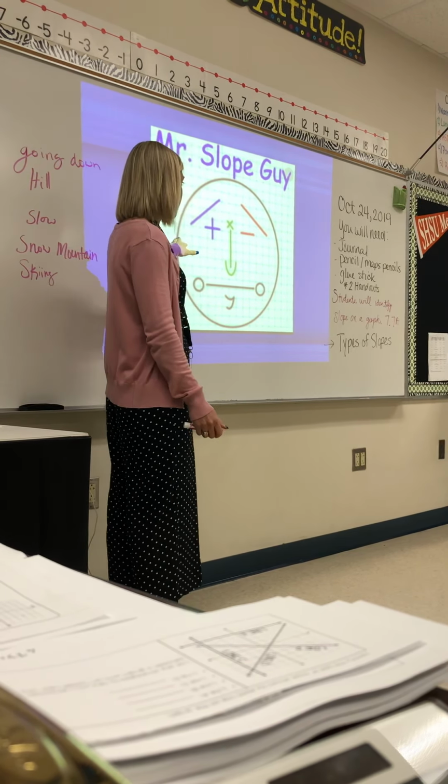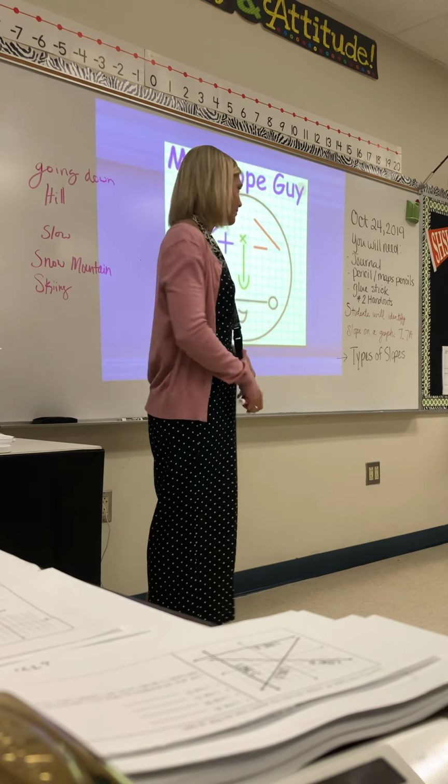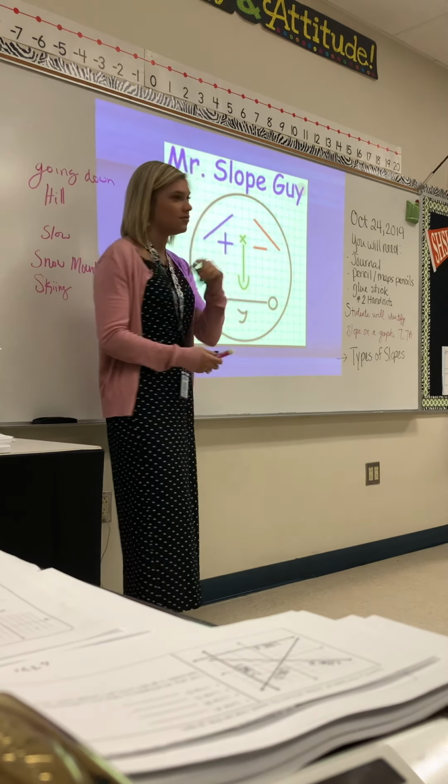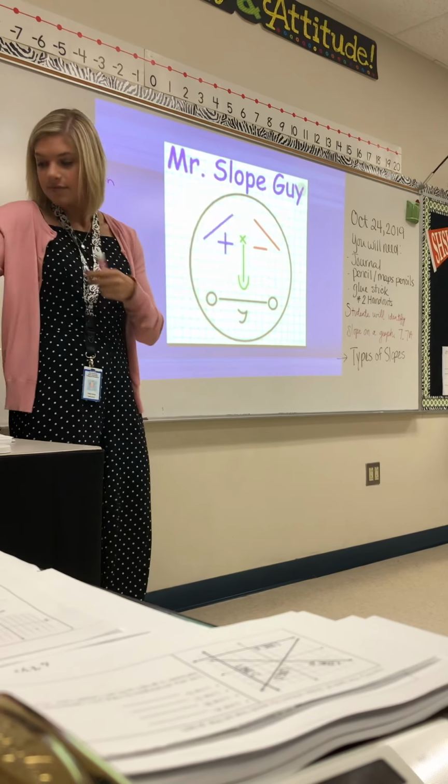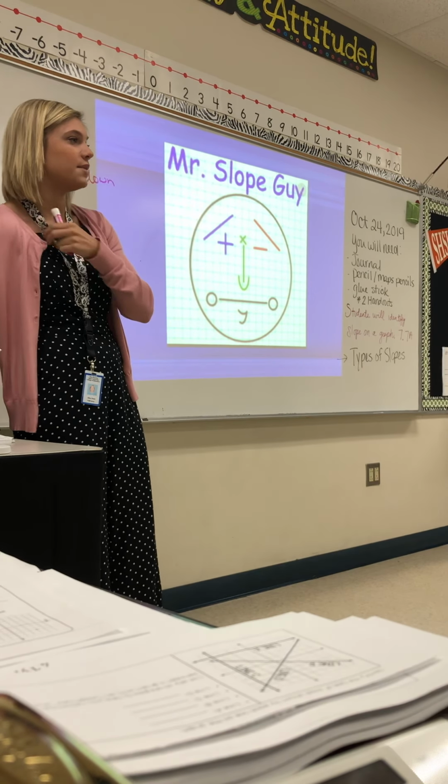So just remember positive, happy eyebrows; negative, mad eyebrows going down. And then zero emotion when you have like a straight face, you know? And then undefined and nose. Everyone got Mr. Slope Man down?